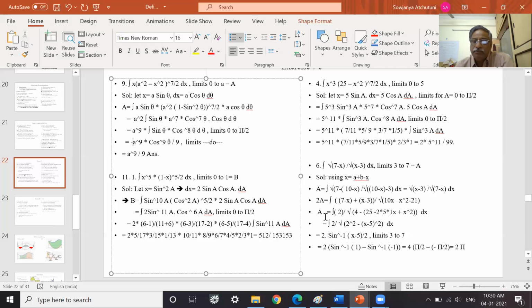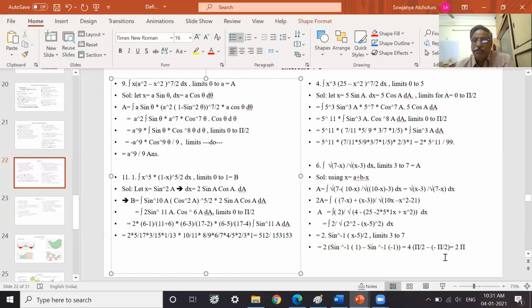2a is equal to integral, so 4, and 2 gets cancelled, 2 is left over here, 1 by root of a square minus x square format. I converted into the square root of a square minus x square format. This is sine inverse x by a. Sine inverse x by a. And I substitute the limits.